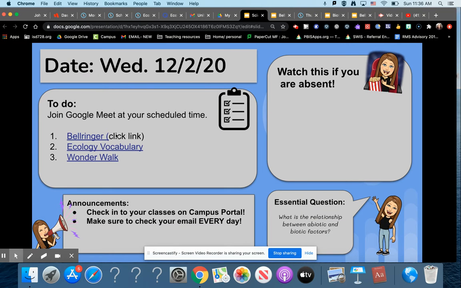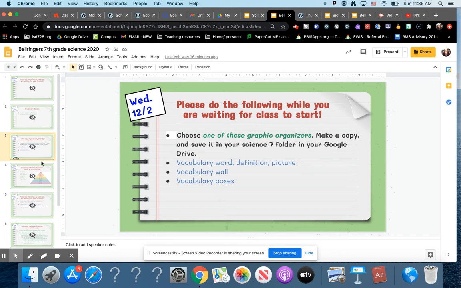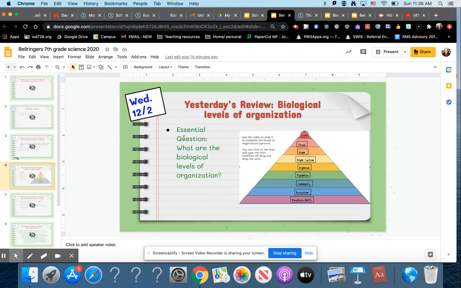All right. Once we are done with that, we've got to do our review from yesterday. Yesterday we looked at the biological levels of organization, and the essential question was, what are the biological levels of organization? This is what your notes should look like. Our smallest level is the cell. Cells join together to make up tissues. Tissues join together to make up organs. Organs join together to make up organ systems. Organ systems join together to make an organism. And an organism is the individual.